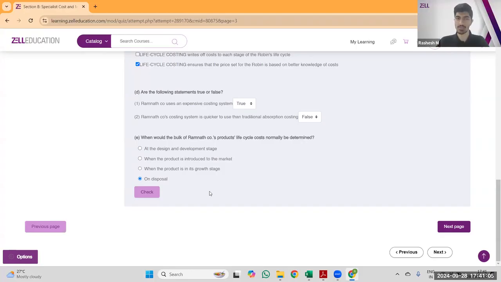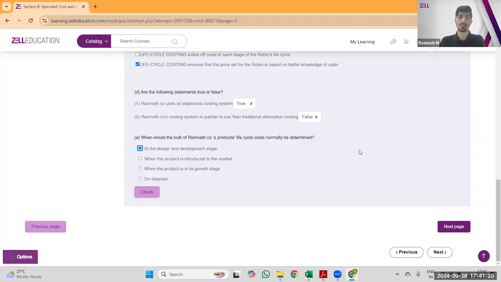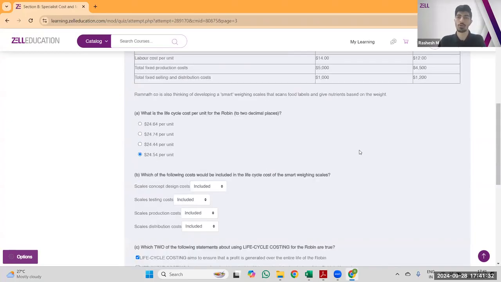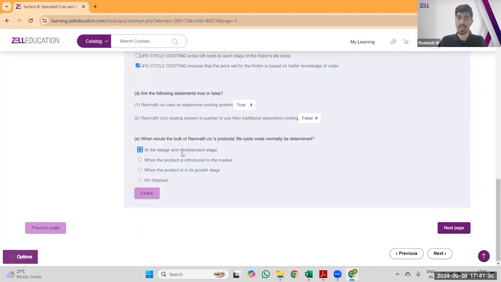Can you say it clearly? Because at this stage we produce on economies of scale due to high demand. No, the question is, when are the costs determined? When do you get an idea of what the full costs are going to be? Okay, then it is the development stage. It should be in the development stage. Otherwise, life cycle costing won't be possible without knowing all the costs. So once you determine all the costs at the start is when you do life cycle costing.